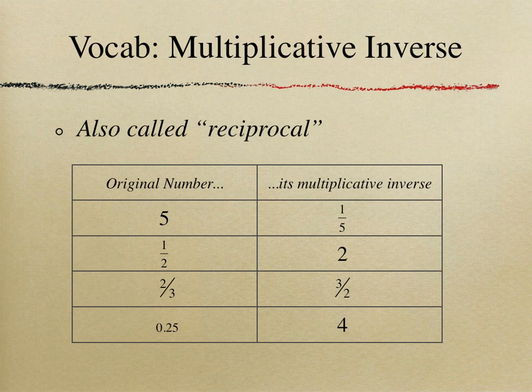So if you look at this table, if we start with the number 5, the way we can write that as a fraction is 5 over 1, and then we flip it upside down to get 1 over 5. If we start with 1 over 2, that's already written as a fraction. If we flip it over, we get 2 over 1, or just 2. 2/3 we flip upside down to simply make it 3/2. 0.25 we thought of as a fraction. We wrote it as 1/4. And flip that upside down, it's 4 over 1, or 4.